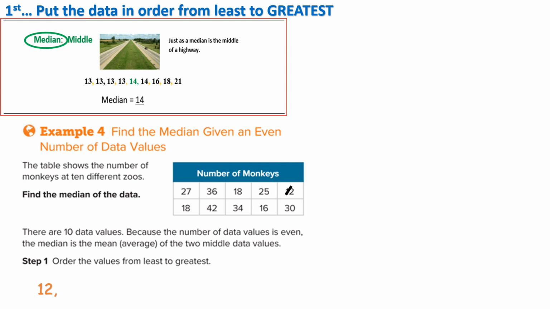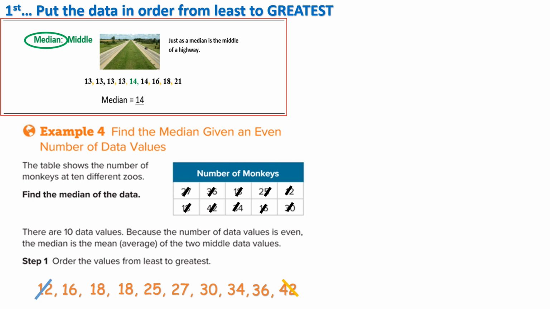So as I go through my data set, once again, I'm going to write it down and then mark it off from my data set. So I have a 12, a 16, I have an 18, and another 18. So I mark both of those off. A 25, then a 27, a 30, a 34, a 36, and then a 42. So how many pieces of data did I cross off? Two groups of 5 is 10. How many pieces of data did I list from least to greatest? 1, 2, 3, 4, 5, 6, 7, 8, 9, 10. I have them all.